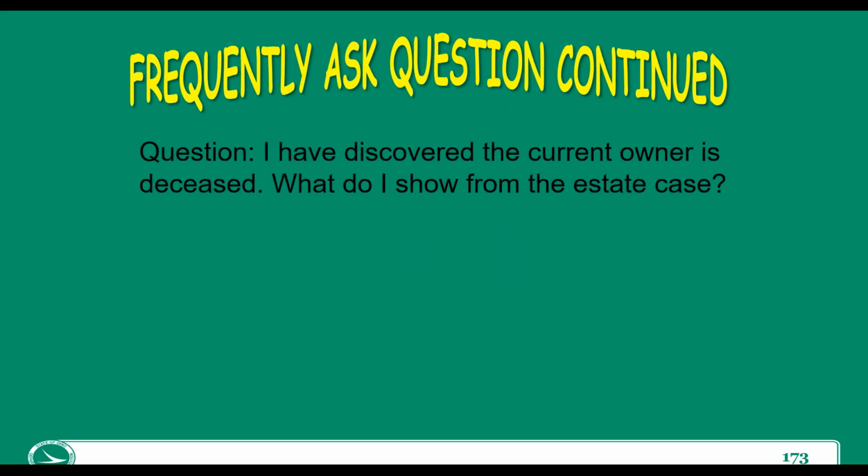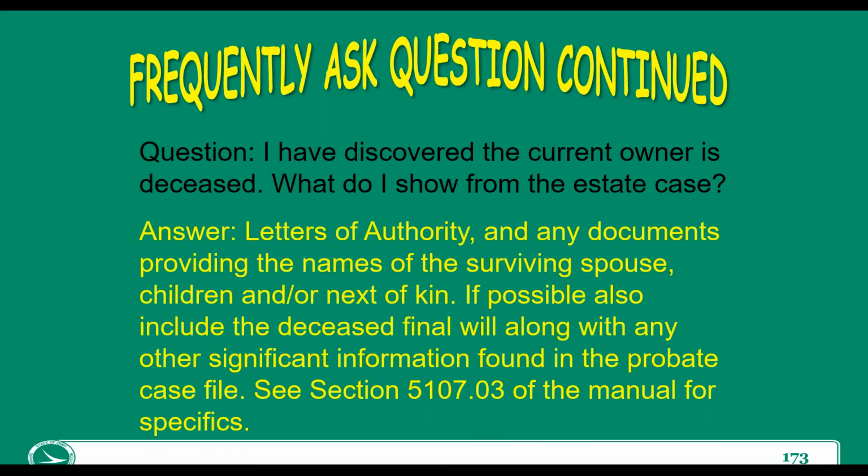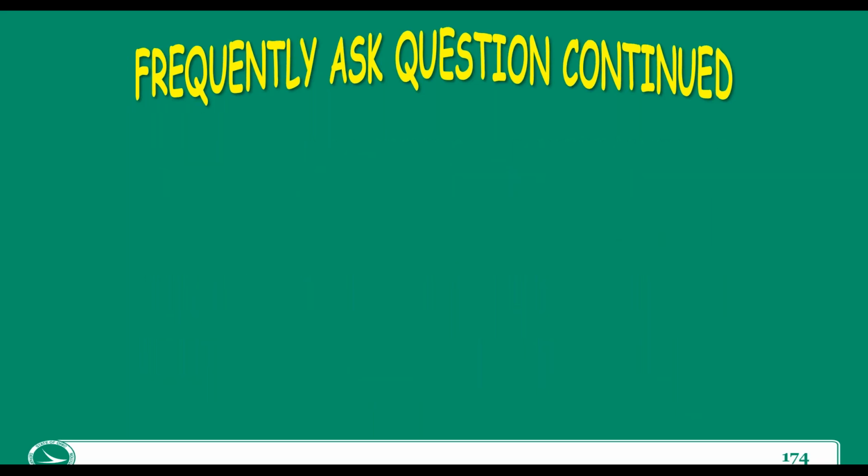I have discovered the current owner is deceased. What do I show from the estate? Letters of authority, any documents providing the name of the surviving spouse, children, and or next of kin. If possible, also include the deceased's final will, along with any significant information found in the probate case file. See section 510703 of the manual for more specifics.